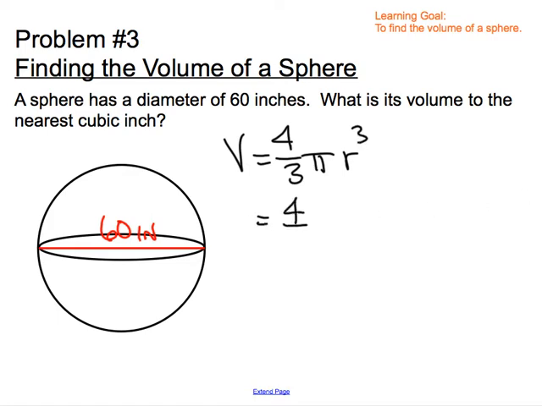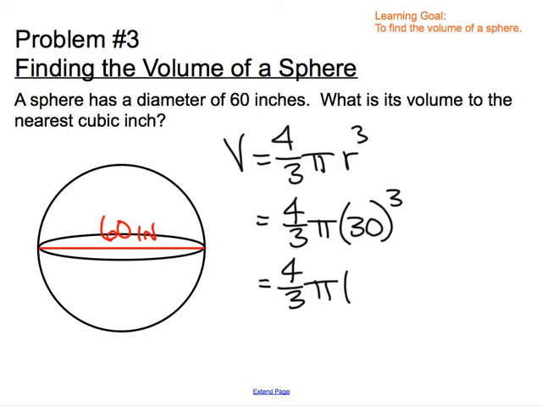So here we have 4/3 times pi. Now if the diameter is 60, then the radius must be 30, and we're going to have that cubed. So here we have 4/3 times pi times 30 times 30 times 30, which is 27,000. So we're going to multiply that by 4, and then divide the result by 3.